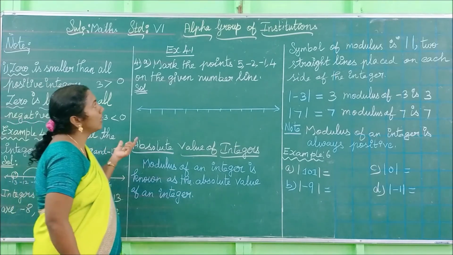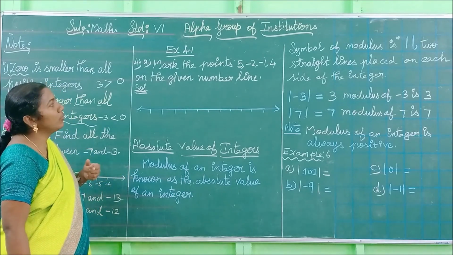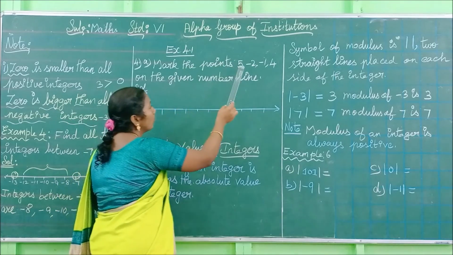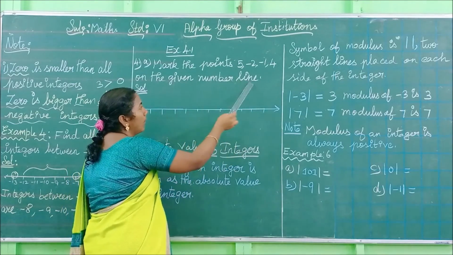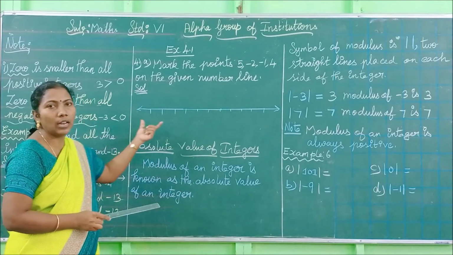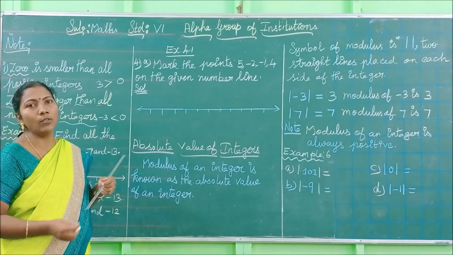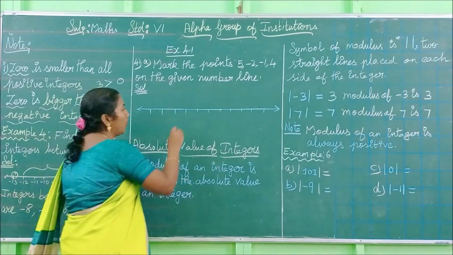Next we are going to see another problem from exercise 4.1, fourth sum, subdivision A. Read the question, children. Mark the points 5, -2, -1, 4 on the given number line. The question itself, they are given the number line. We have to mark the points 5, -2, -1 and 4. For that you have to first draw the number line and then you have to mark the points.